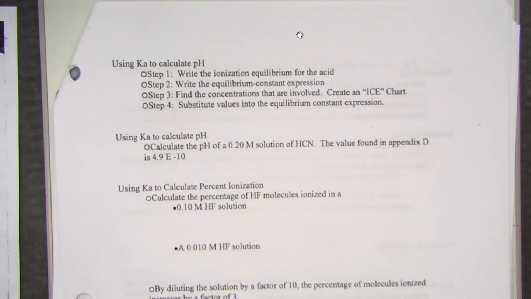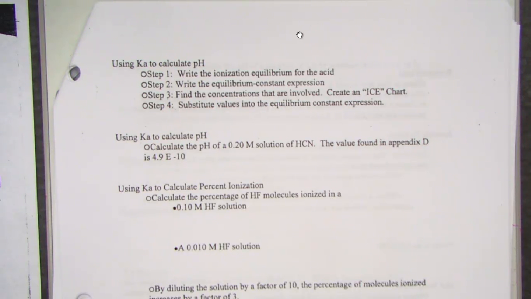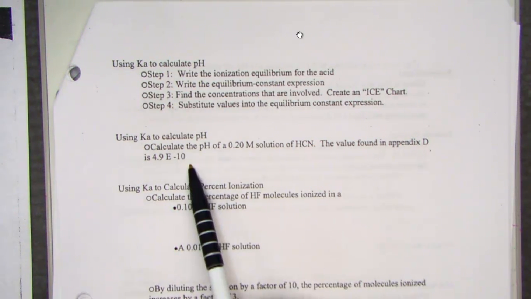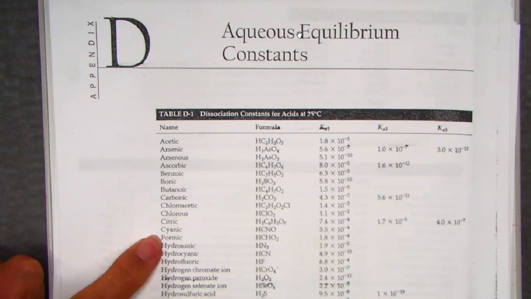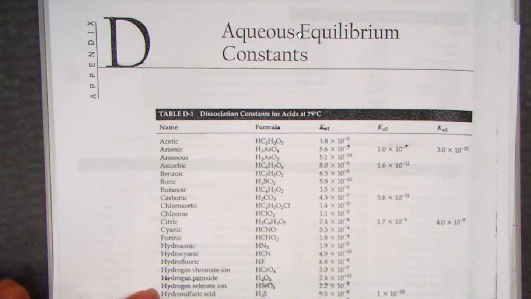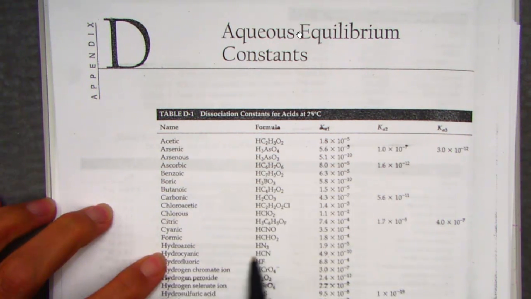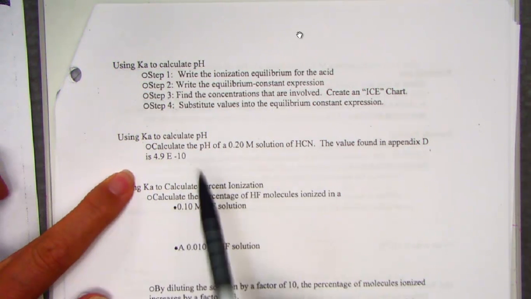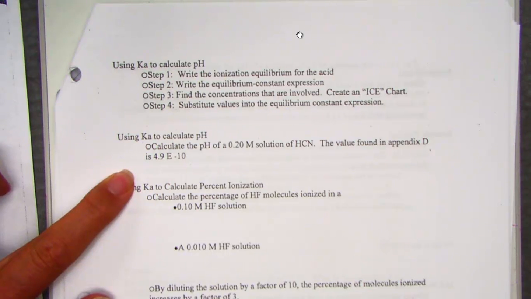Let's begin with an example. Calculate the pH of a 0.2 molar solution of hydrocyanic acid. We would use our value found in Appendix D for HCN, hydrocyanic acid. Not cyanic, hydrocyanic acid. Oh, here it is, hydrocyanic, HCN: 4.9 times 10 to the negative 10th. I know that was typed there, but I wanted to show you where it was found. If that information is not provided, we know how to find it using Appendix D.